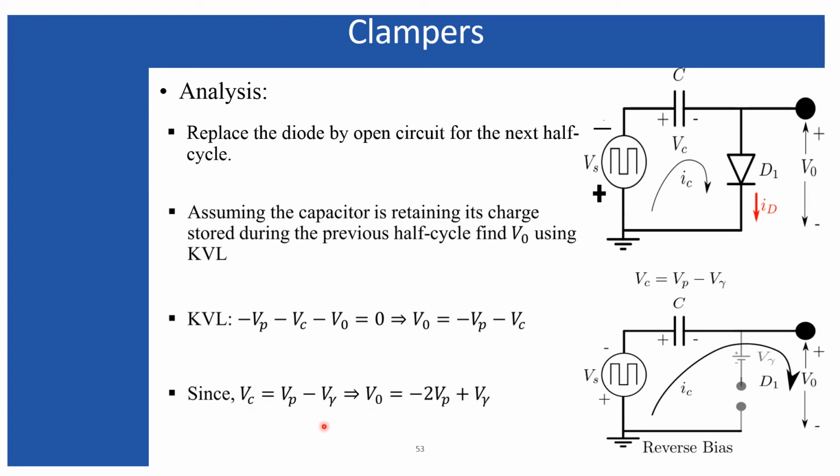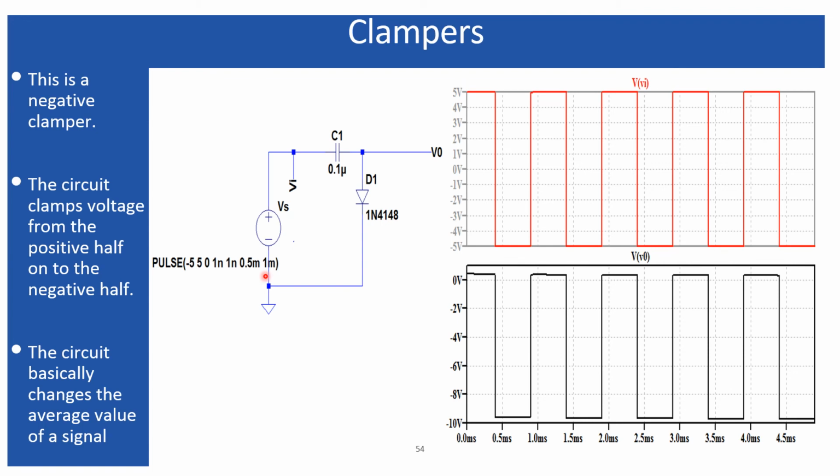Therefore, if you replace Vc with Vp minus V gamma, which was the stored voltage from the positive half cycle, the output voltage will be minus twice Vp plus V gamma. So in the absence of this V gamma, that means if you replace the diode by the ideal one for the positive half cycle, then V naught will be minus twice Vp. And look, this is the output response.